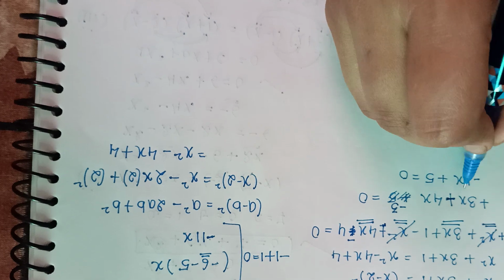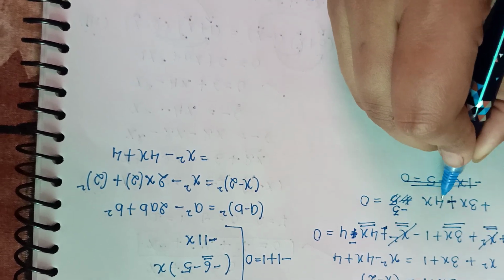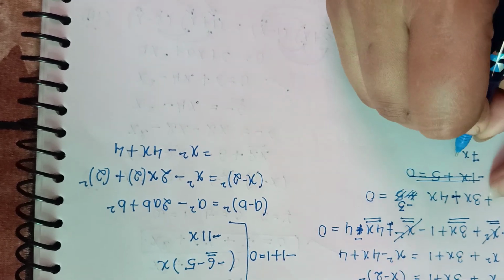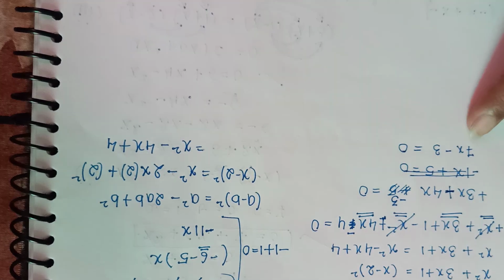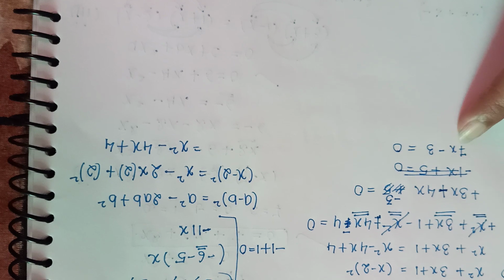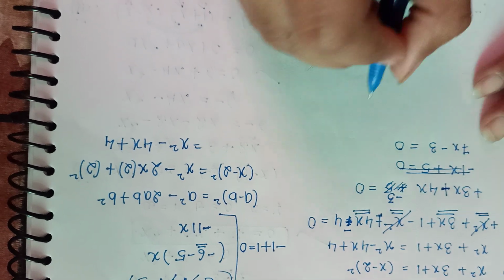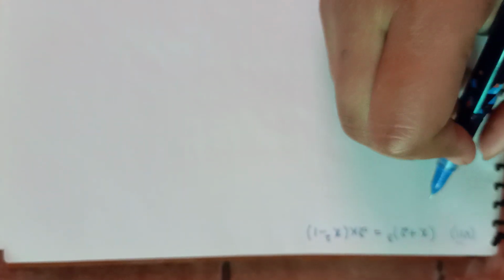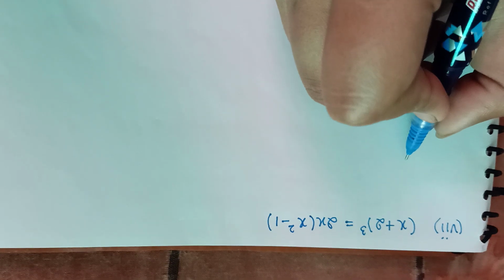4 plus 3 is 7x. And this is minus 3 equals to 0. So the highest power is not 2. It means that is not the quadratic equation. So that is the seventh part.